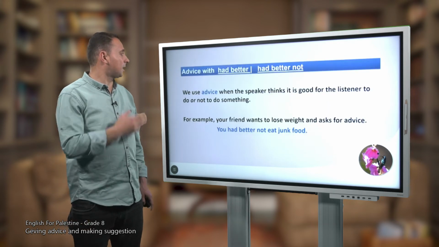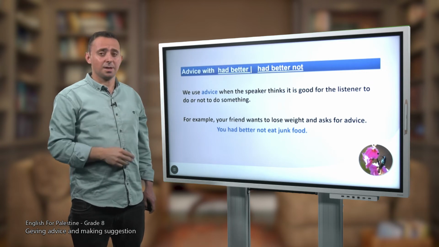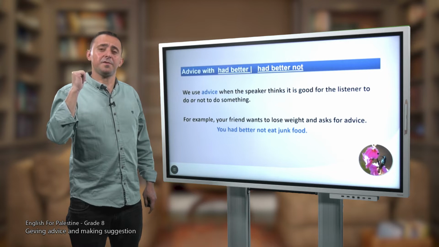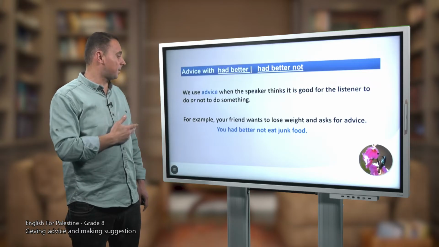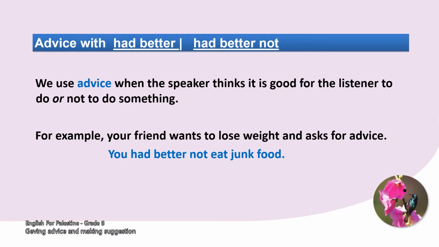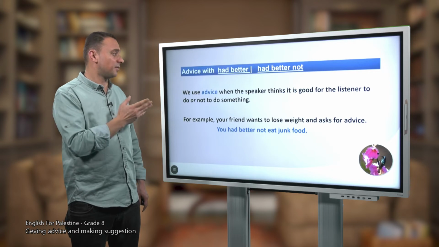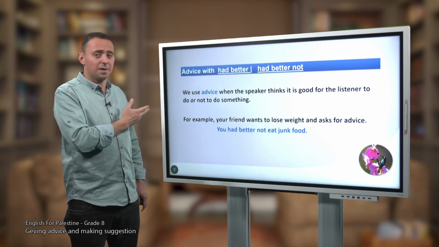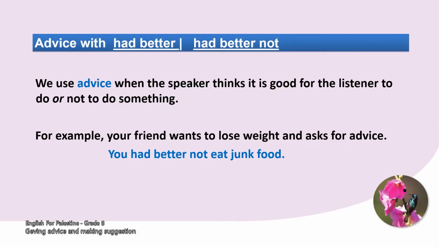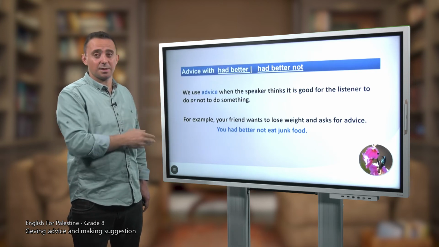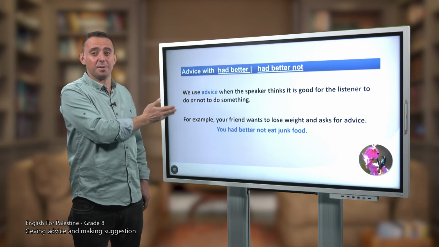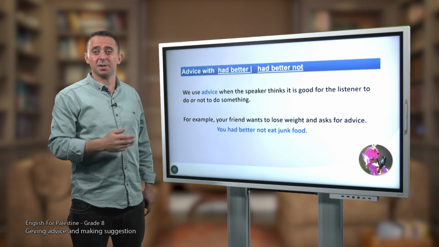Let's continue. What about advice with had better and had better not? As you have seen in the previous examples, we use had better and had better not when the speaker thinks it's good for the listener to do or not to do something. For example, your friend wants to lose weight and asks for advice. What do you advise your friend? You use had better. You had better not eat junk food. Notice we have the expression had better plus not, the negative, and then the infinitive form of the verb eat. And after that we complete the rest of the sentence.